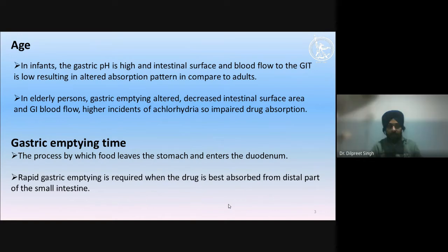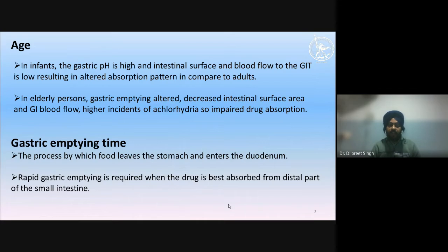In the medical field, age is divided into two groups, infants and the elderly. In infants, the gastric pH is quite high, and the blood flow to the GIT and intestinal surface is very low, which causes an altered absorption pattern as compared to adults.